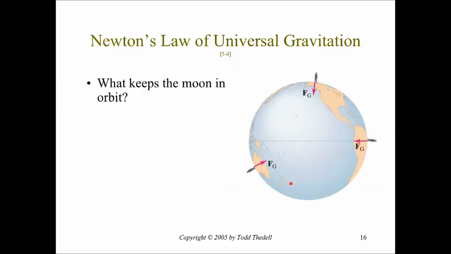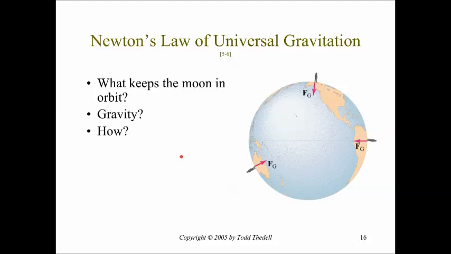So Newton thought about what keeps the moon in orbit. He was observing, of course, the moon. This was in the 1600s. For millennia before that, of course, they observed the moon. So he thought, well, maybe it's gravity that keeps it up.